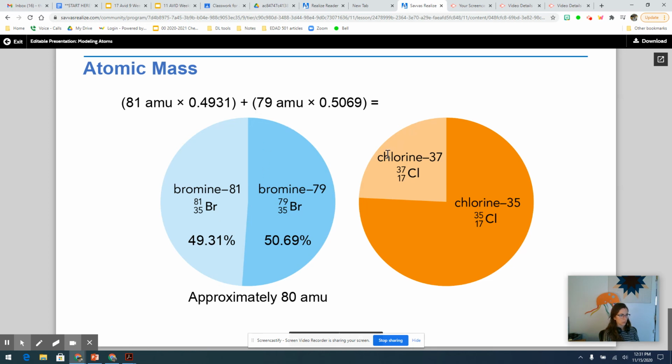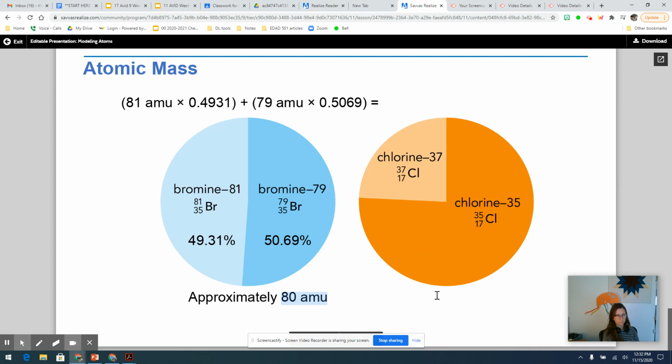And so the atomic mass of bromine is approximately 80 atomic mass units because it's approximately 50% bromine 81 and bromine 79. So when we look at chlorine, only about 25% of chlorine is chlorine 37, and over 75% of chlorine is chlorine 35. So the average atomic mass for chlorine is going to be closer to 35 if you take into consideration the abundance of that in the universe.